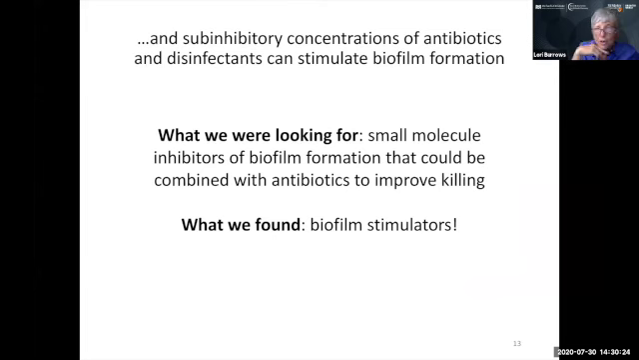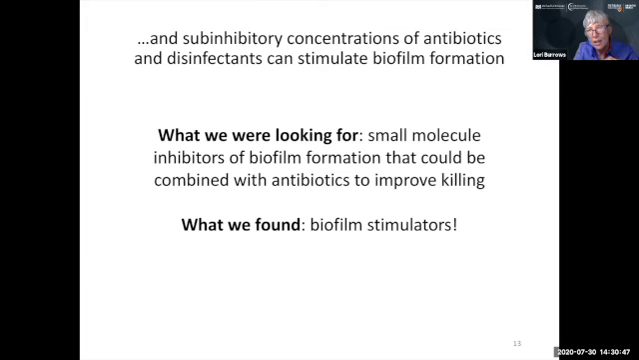So the other weird thing that happens is that subinhibitory concentrations of antibiotics and disinfectants can actually stimulate biofilm formation. So, whereas making a biofilm will help the bacteria resist or tolerate antibiotics, exposing them to too little antibiotic will actually stimulate biofilm formation.